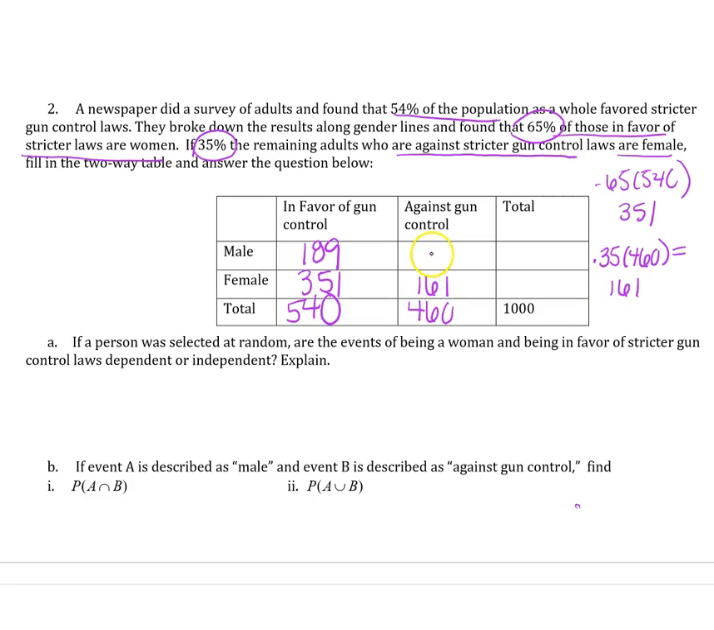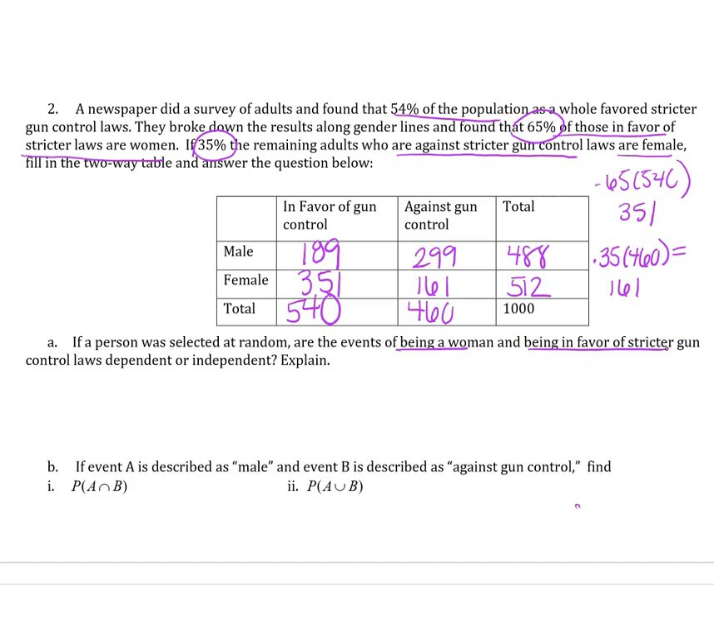Which means then that this cell up here must be 299 in order for everything to add up to 460. Across this way, this is 488. Across this way, this is 512. And everything adds to 1,000. If a person was selected at random, are the events being a woman and being in favor of stricter gun laws dependent or independent?